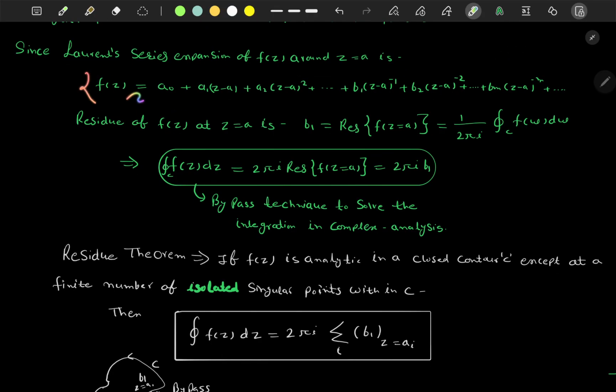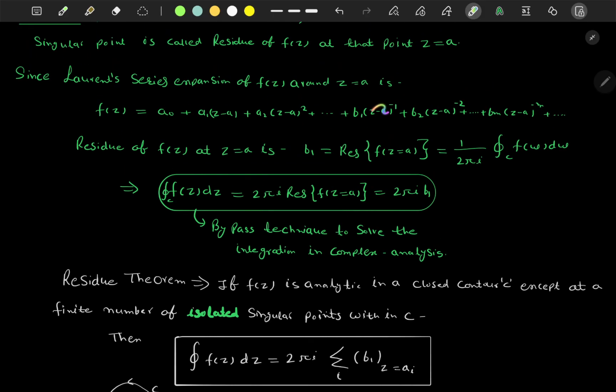We know that the Laurent series expansion is a0 plus a1 into z minus a plus a2 into z minus a square plus b1 by z minus a plus b2 upon z minus a square, and thus it goes on. So the residue of the function f(z) at a is always b1. Remember, residue is always the coefficient of 1 by z minus a. So b1 will always be the residue. And how will we write it? b1, the residue of the function f(z) at z equal to a, will be equal to 1 upon 2 pi iota times the integration of that function.